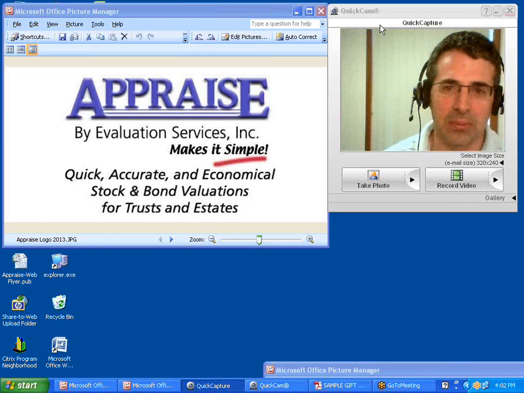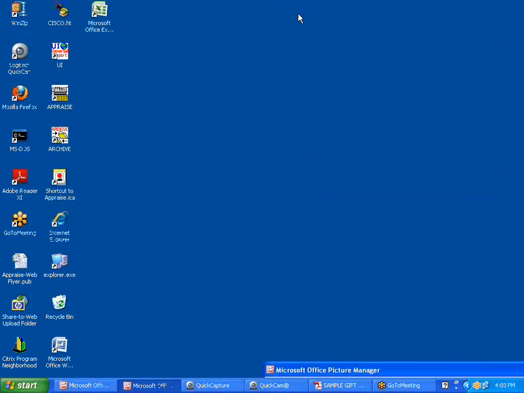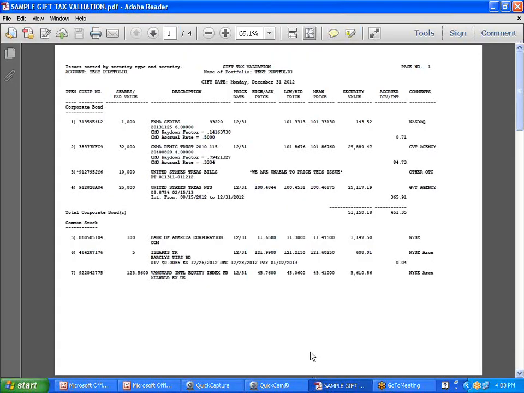So with that being said, let me minimize myself. Minimize our introduction, and I'm going to open up a gift tax valuation. This is produced using the Appraise software. I'd like to draw your attention to a couple of high points. So we have here gift tax valuation. The date of the gift was Monday, December 31st, 2012.